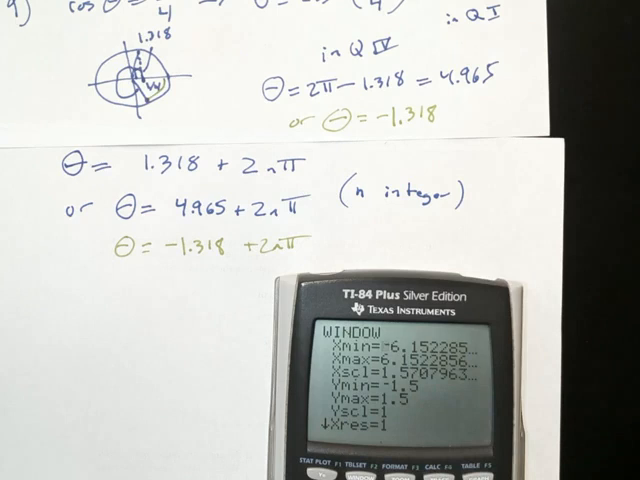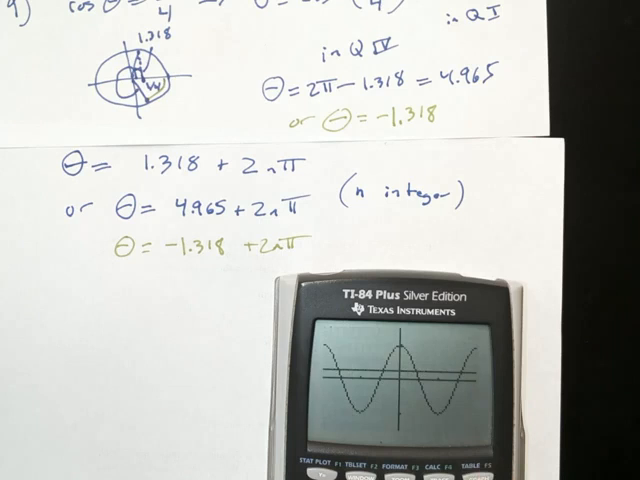Are you in degrees or radians? Because if you're in degrees, those will say like negative 300 and something. Make sure you're in radians for this. More questions?